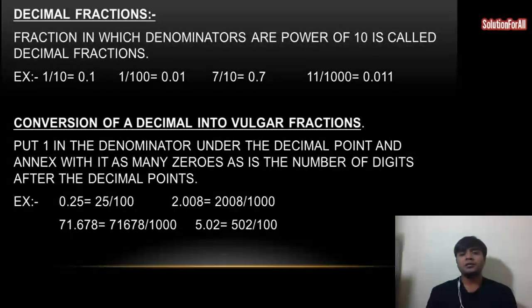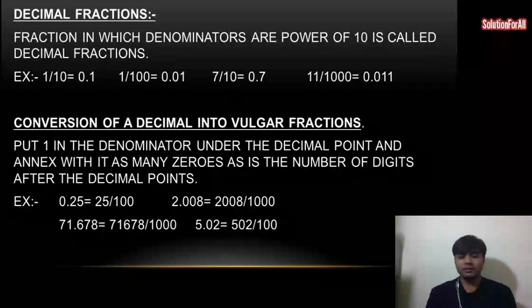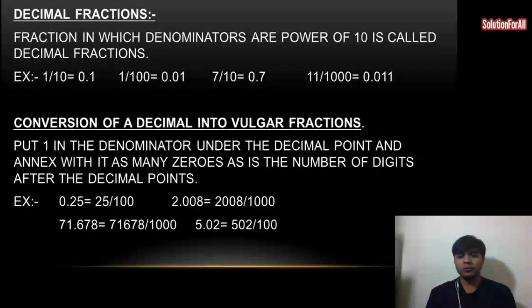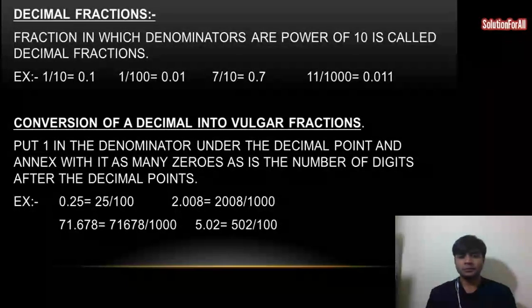Simply, the fraction in which denominators are power of 10 is called decimal fractions. Like 1 upon 10, that is equal to 0.1, 1 upon 100, that is equal to 0.01, 7 upon 10, that is equal to 0.7, 11 upon 1000, that is equal to 0.011.